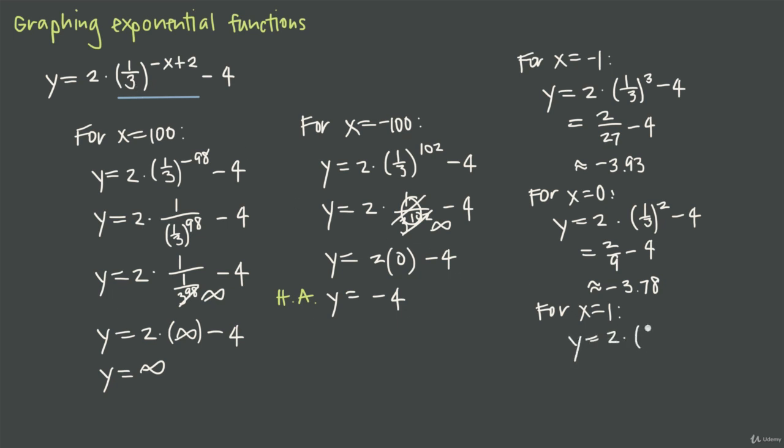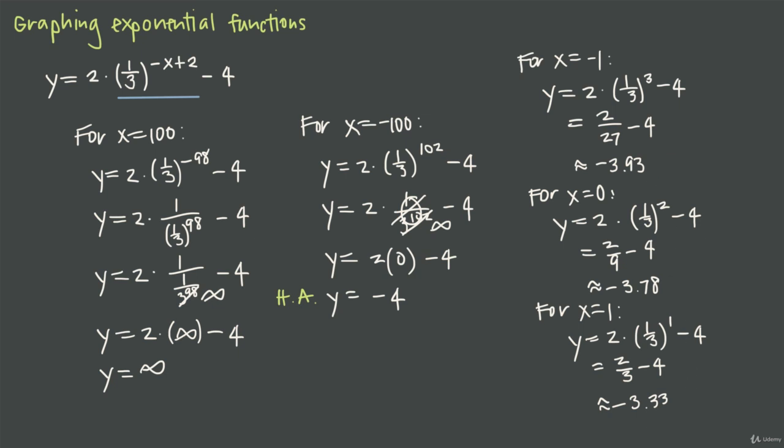And then if we plug in x equals 1, our last value, we get y is equal to 2 multiplied by 1/3 to the, and then positive 1 here, we have the negative sign, so that turns into a -1, plus 2 is a positive 1, so we get 1, and then minus 4. 1/3 to the 1 is still 1/3, multiplied by 2 gives us 2/3 minus 4, and the value we get is about -3.33.